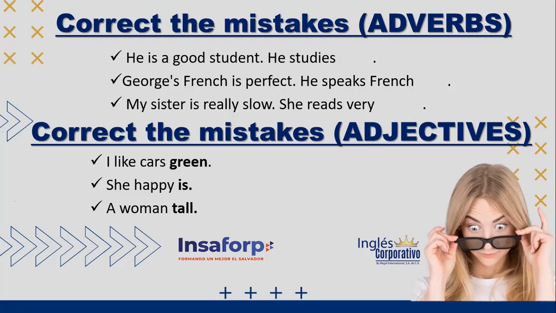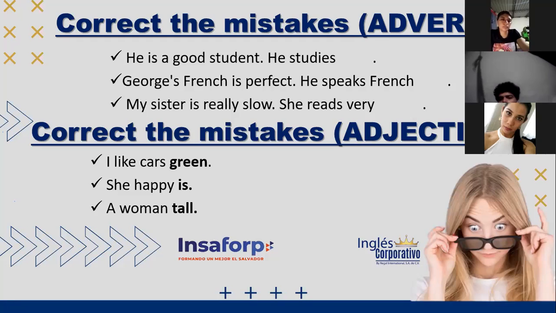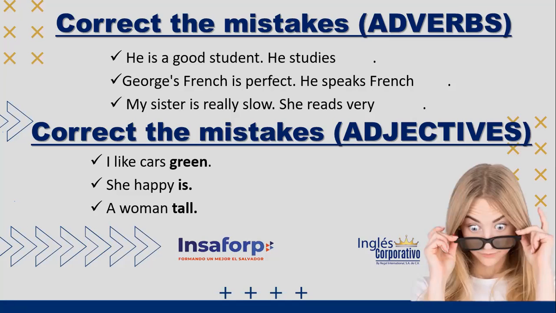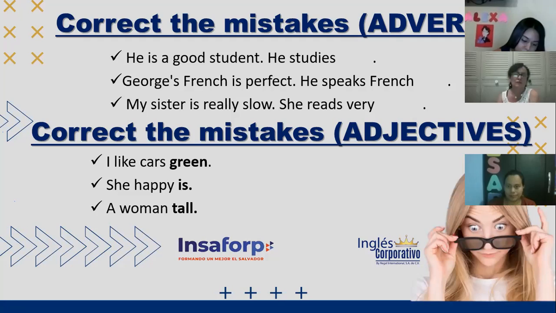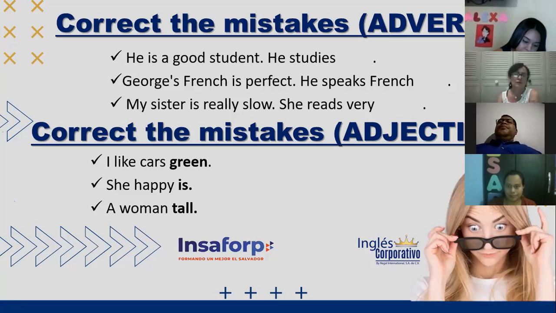Let's see another one. Mr. Ricardo, are you there? Yes, yes. Okay, Mr. Ricardo. I will need your help with the first sentence. The only thing you have to do is correct the mistake. As you can see between parentheses, I want you to create an adverb. So in the first sentence, I need you to find the word that you can make an adverb. Do you understand the idea?